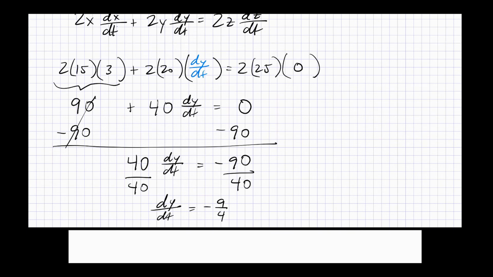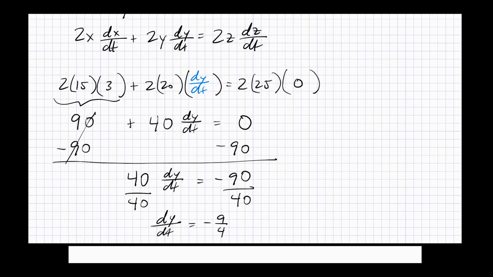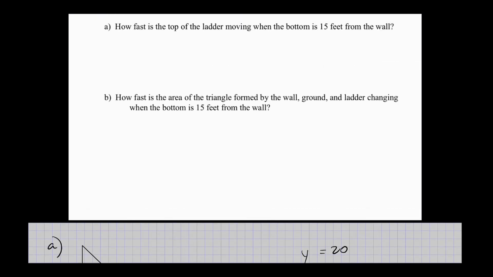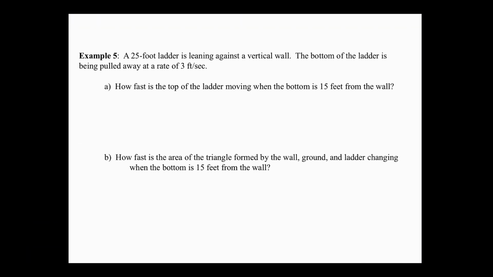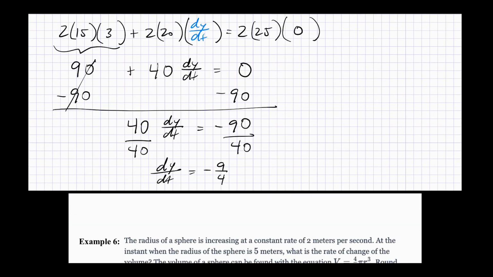We said it would be a negative number because if I'm pulling out the bottom, the top's getting smaller. The top of the ladder is getting smaller. Where the ladder hits the wall is decreasing. Okay? So that is feet per second.